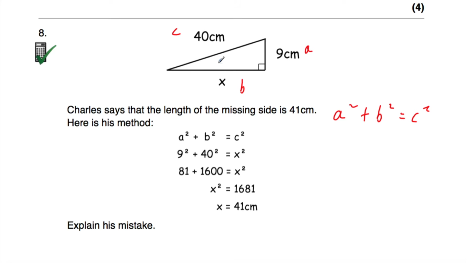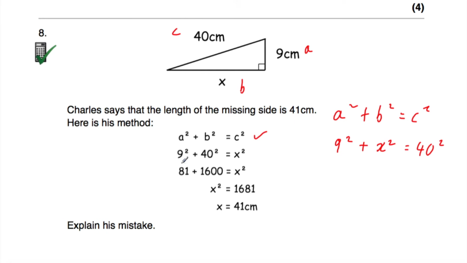Now if we substitute in these values, we'd have A squared, that's going to be 9 squared, plus, and instead of B squared we'd have X squared, and that's equal to the longest side squared, which is 40 squared. Now let's have a look and see what he's done. He's written Pythagoras' theorem, that's right.